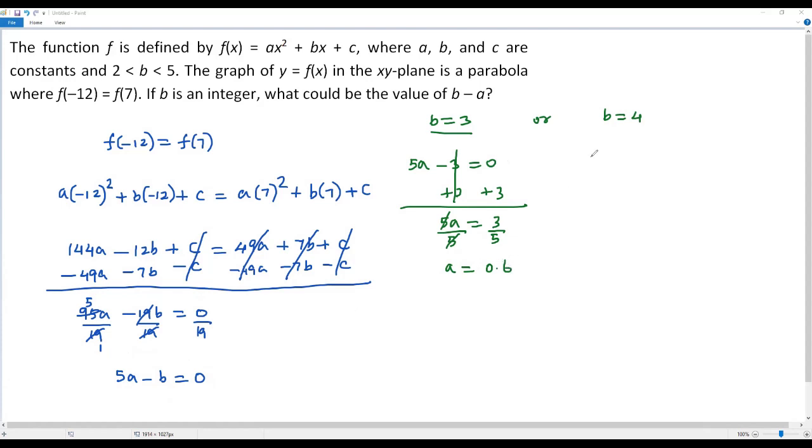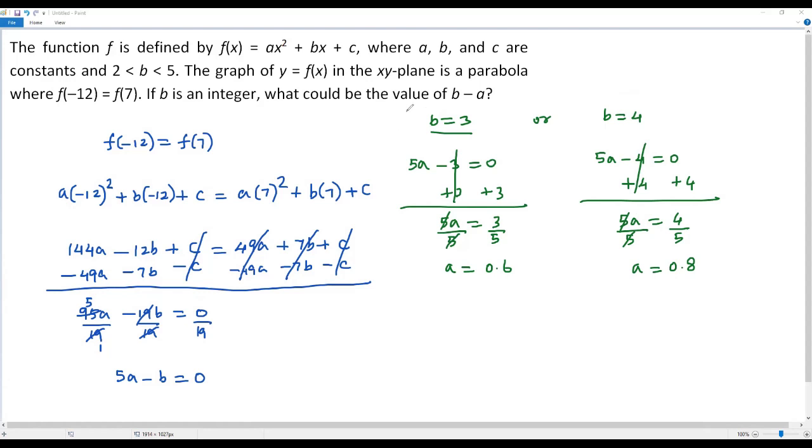Now let's plug in 4 for b in this equation and solve for a. Then we get 5a minus 4 equals 0. Let me add 4 to both sides of the equation. Then negative 4 plus 4 will cancel. I am getting 5a equals 4. Let me divide both sides of the equation by 5. Then this 5 will cancel. When I divide 4 by 5, I am getting a equals 0.8. So, when b equals 3, a equals 0.6. When b equals 4, a equals 0.8.